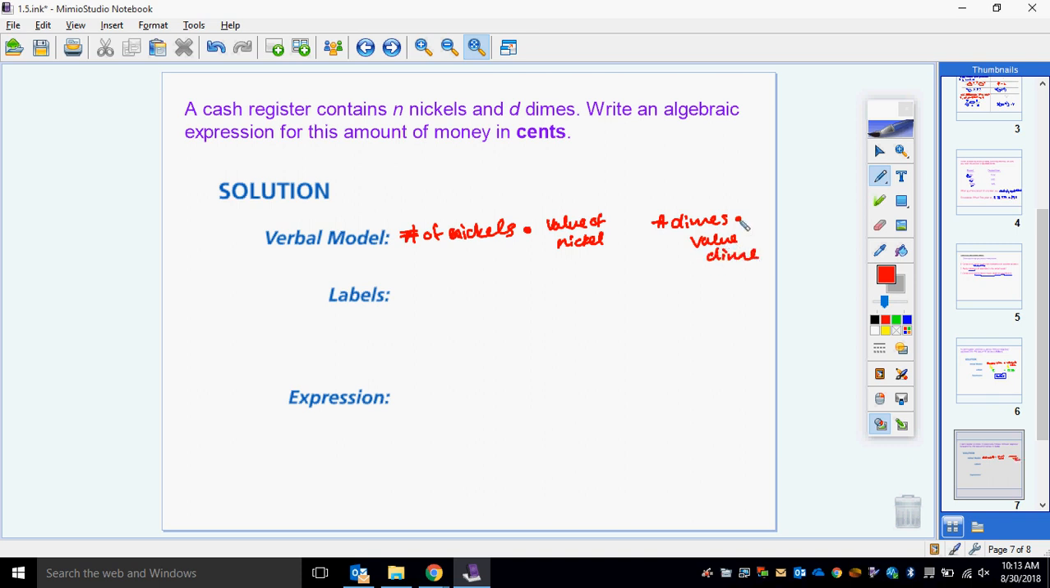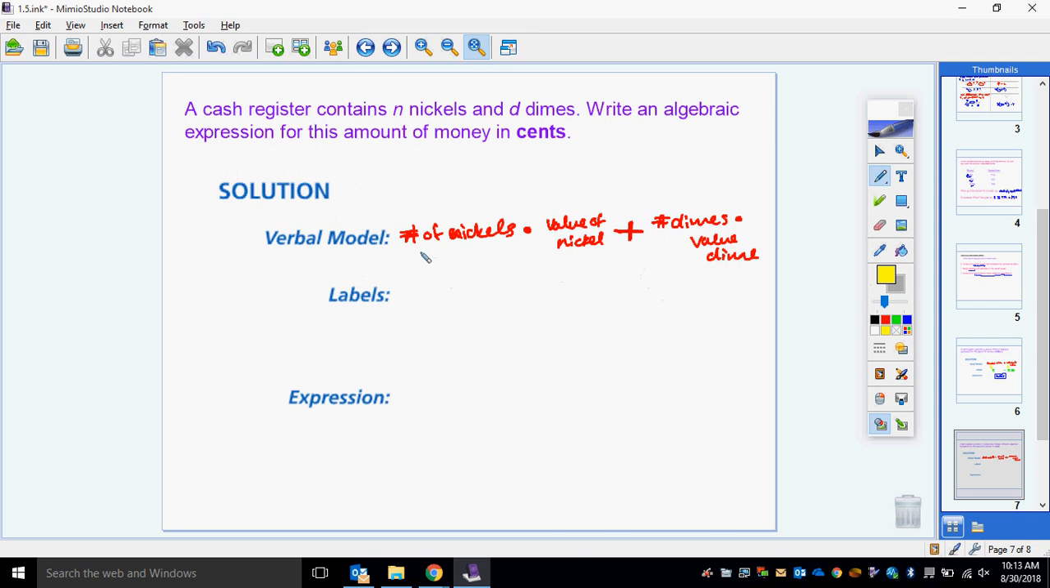Right? A handful of dimes in your hand, count the number of dimes, take it times 10 cents. Okay, so I have the value of the dimes, and I have the value of the nickels. What do I do with them to figure out how much money it is? Well, I need to add the nickels value plus the dimes value. So that's my verbal model.